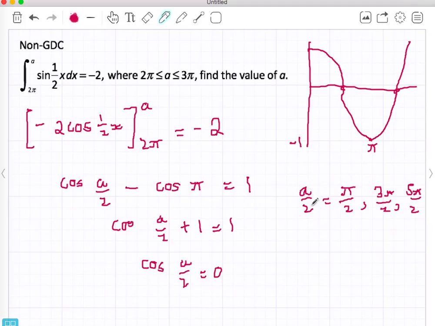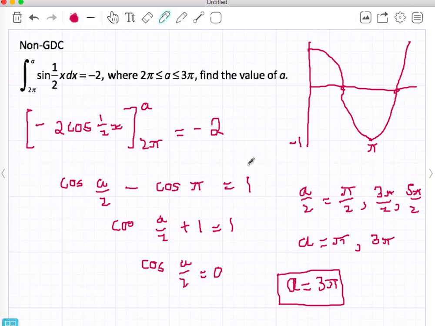Now a is over 2, all these are over 2, so let's just simplify that by saying that a could be pi, by timesing that by 2, not within the limits. A could be 3 pi, and that's in the limits, and 5 pi is not within the limits. So at the very end, the only one that actually works and is within the limits is a equals 3 pi. So this question, although it's about integration, the integration is quite straightforward, and it really ends up being a challenge to your knowledge of trigonometry.